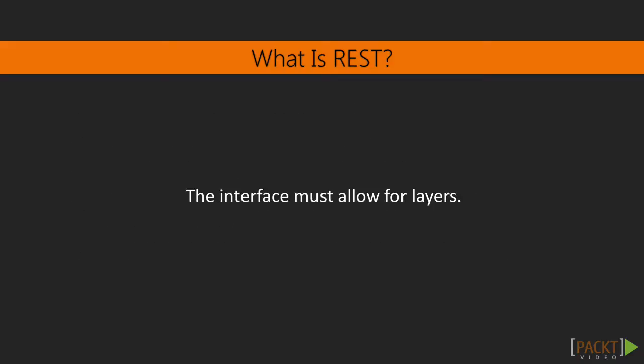And the final constraint is that the system must allow for layers. Load balancers, proxies, caches, and other servers and services must be allowed to act between the client and the server as long as the final result is the same as if they were not there. This constraint is to allow the server creators to easily scale their services by adding new layers in over time. When a system adheres to all of these constraints, it is considered a RESTful system.